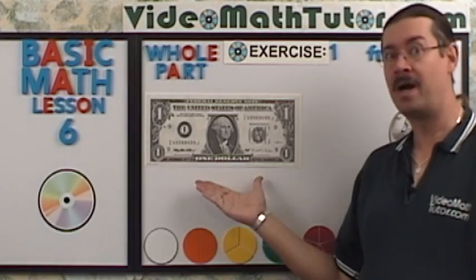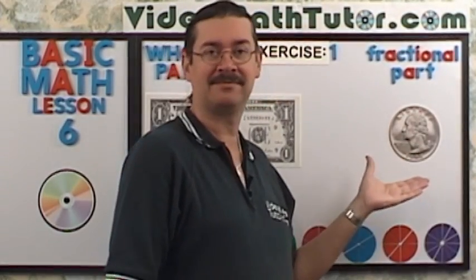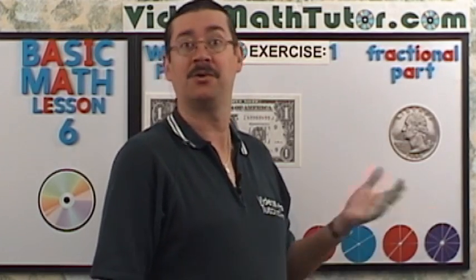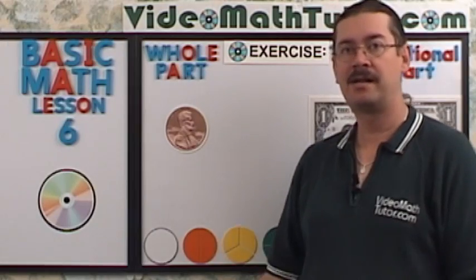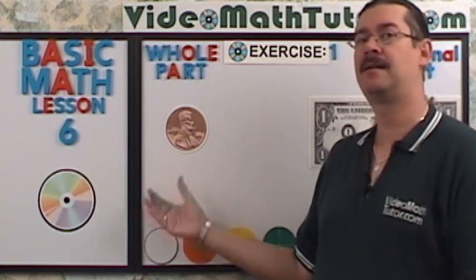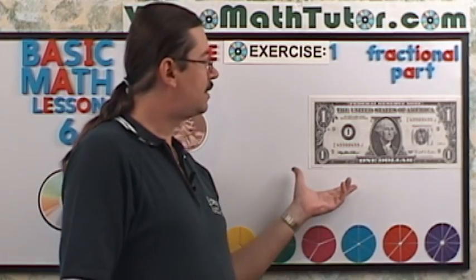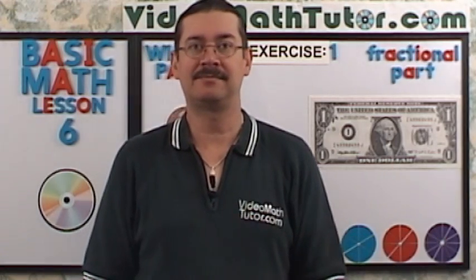If this represents one whole dollar, then what does this here represent? Well, it's just a quarter, or 1/4. Now let's switch things around. Let's say this represents the whole part. This is one whole penny, 1 cent. Then what does this represent right here? Well, this is just 100 cents. That is the fractional part.